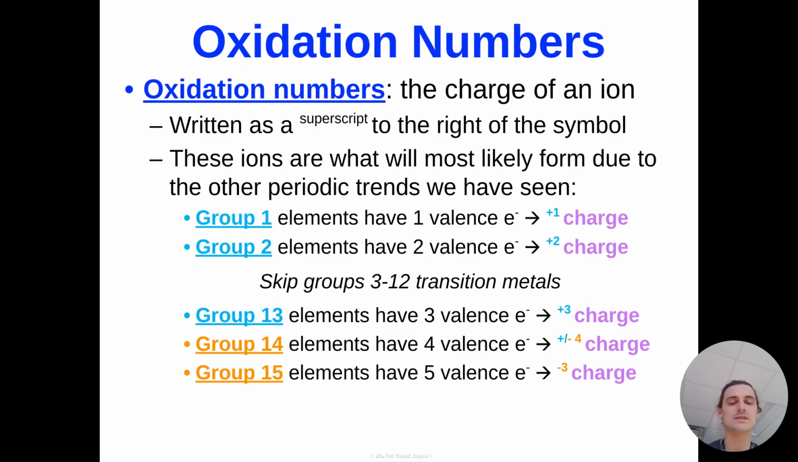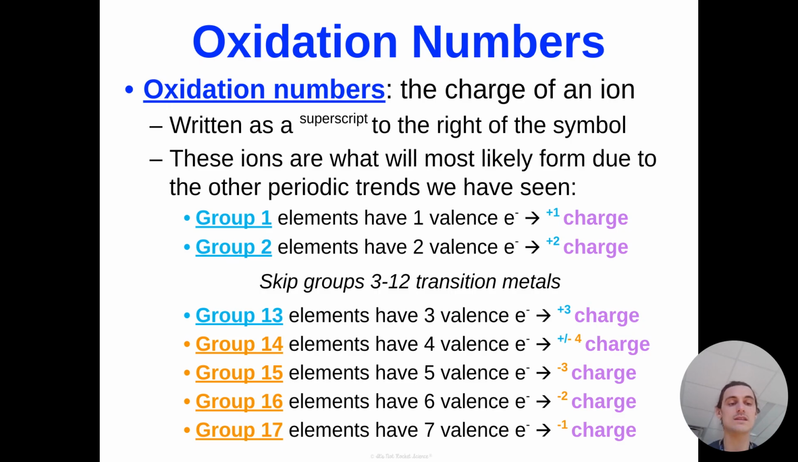For groups 15, 16, and 17, this is where it's easier for them to take electrons to get a full energy level, to get that octet. And so they're going to take electrons, which means they'll have a negative charge.